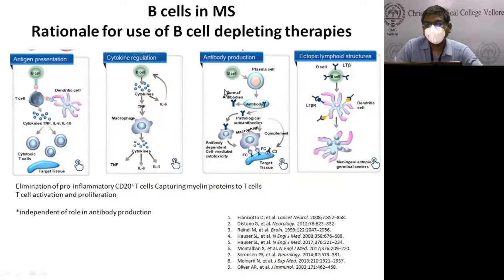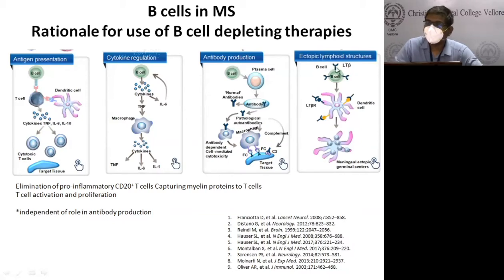So the main 4 actions in which the B cells could be involved in MS are: one, antigen presentation both outside and inside the CNS; two, cytokine regulation, the release of inflammatory cytokines, mainly the pro-inflammatory cytokines; and three, antibody production, like the oligoclonal band production, intrathecal synthesis. Though this is diagnostic and has prognostic value, this is not necessarily the main way in which the B cells are involved in multiple sclerosis.